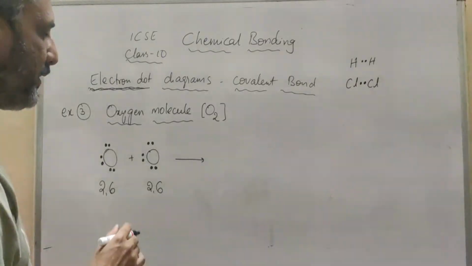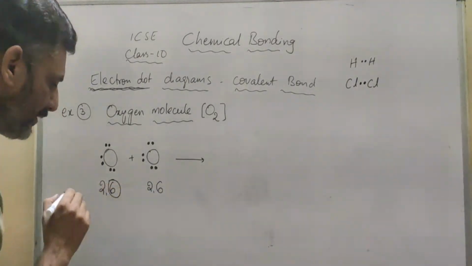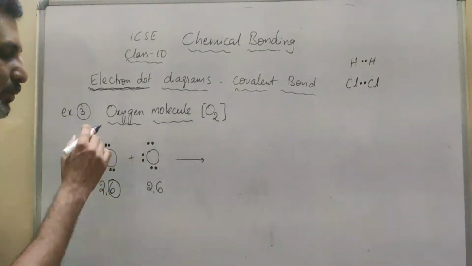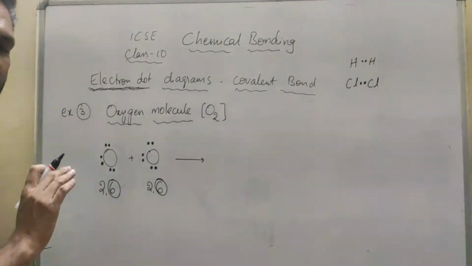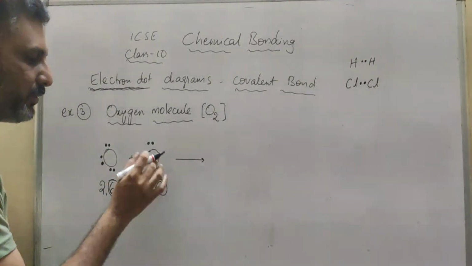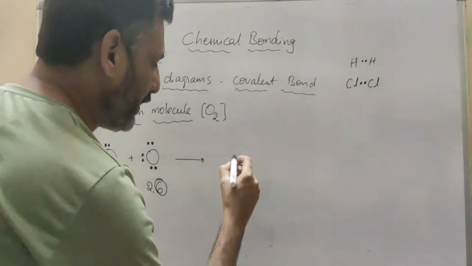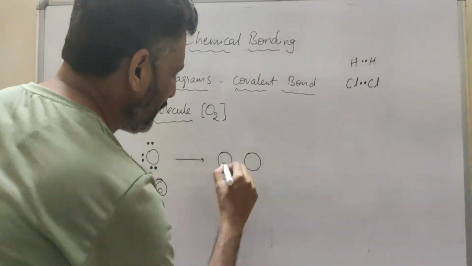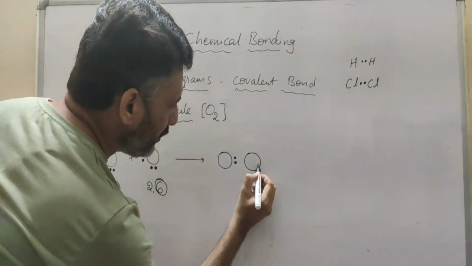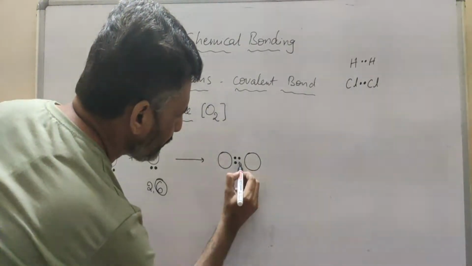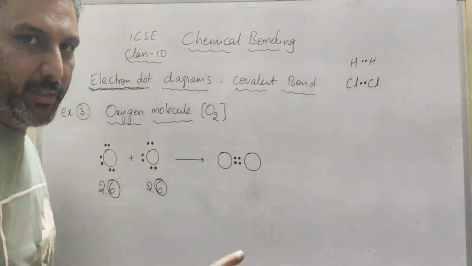Now, how many electrons is each oxygen contributing for the covalent bond? So this is 2,6. This oxygen requires 2 more electrons. Even here, this also is 2,6. This also requires 2 more electrons. So each oxygen requires 2 more electrons. So each oxygen will contribute 2 electrons for the covalent bond. So we put 2 oxygens next to each other. This oxygen is giving 2 electrons for bonding, and this oxygen is also giving 2 electrons for bonding. Okay, total 2 pairs, 4 electrons, 2 pairs are in the bonding.